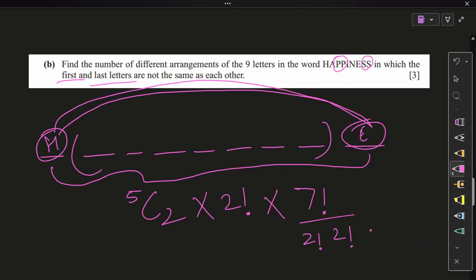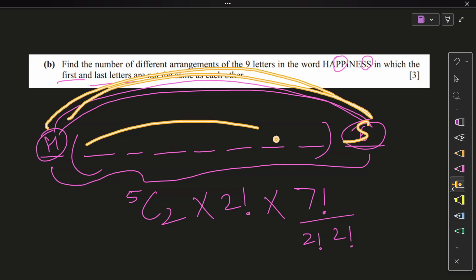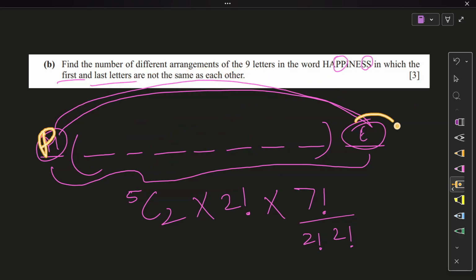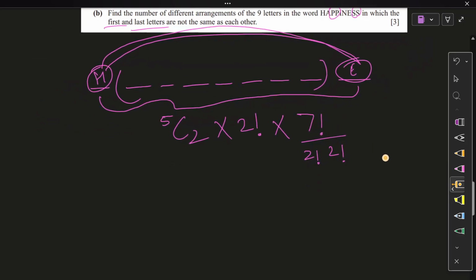Why? See, you need to think about it this way. What if a P takes this place and an S takes this place? That is still different letters on each side, and nothing will be repeating in between. What if there's a case when the P is at this end and any of the non-repeating letters are here? So what if an S is here and any of the non-repeating letters are here? So all those cases will have to be considered. So let's start considering them, please.